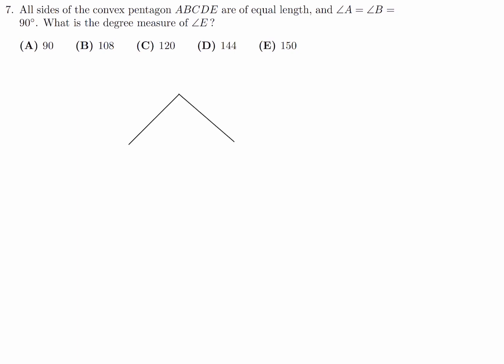Let's see if I can draw one. So I think this should be good enough. So all the sides are the same. All right, so this is the same. Draw the lines there. And they tell me that angles A and B are 90 degrees. So this is 90, this is 90, and then I guess this is C, this is D, and this is E. They want me to figure out the measure of that angle.